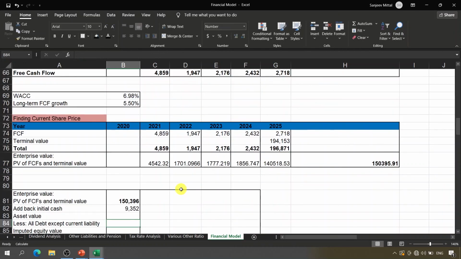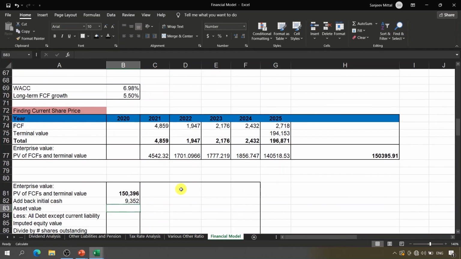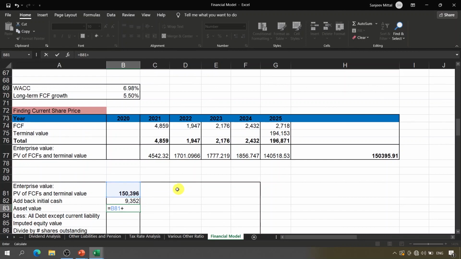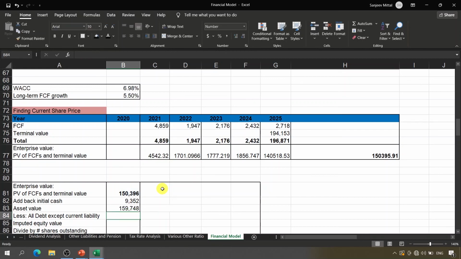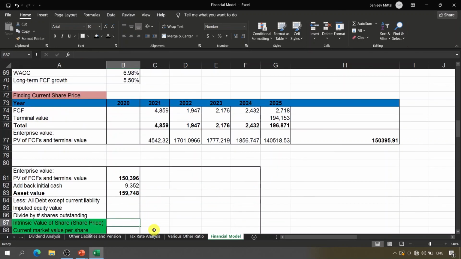Now, if we enter this number, the total value of the company is the enterprise's value plus the initial cash available right now. So this is the total value of the asset. This means that if anybody would want to buy the company today without any liability, the valuation of the company is 1,59,748.